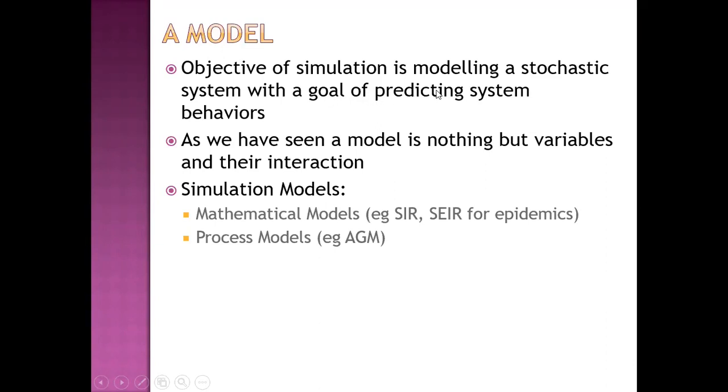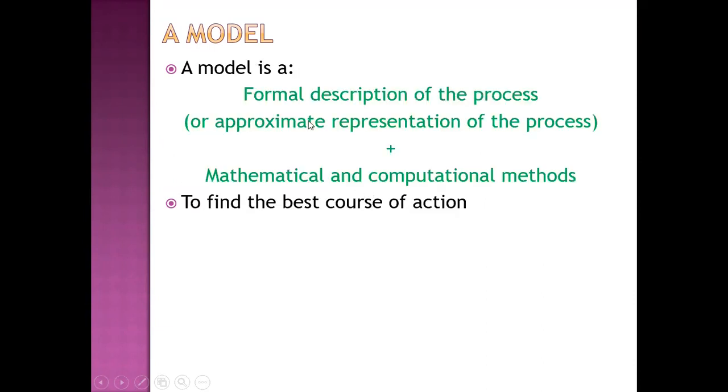The objective of simulation is modeling a stochastic system with a goal of predicting system behaviors. As we have seen, a model is nothing but variables and their interaction. Simulation models may be mathematical models and process models. So a model is a formal description of the process or approximate representation of the process, and mathematical and computational methods to find the best course of action. So this is a model.